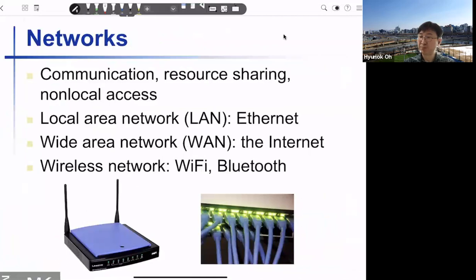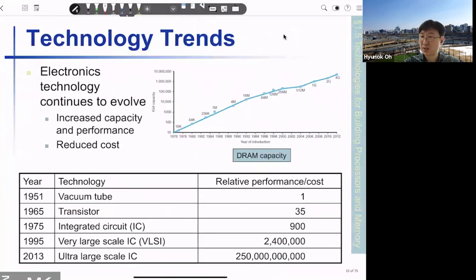Network. This is the AP, right? The network access point. There is Ethernet, Wi-Fi, so LAN, WAN, Wi-Fi, Bluetooth. So there are many network interfaces. Anyway, we are not talking about this network part in this class too much. Anyway, let's look at the technology trend.